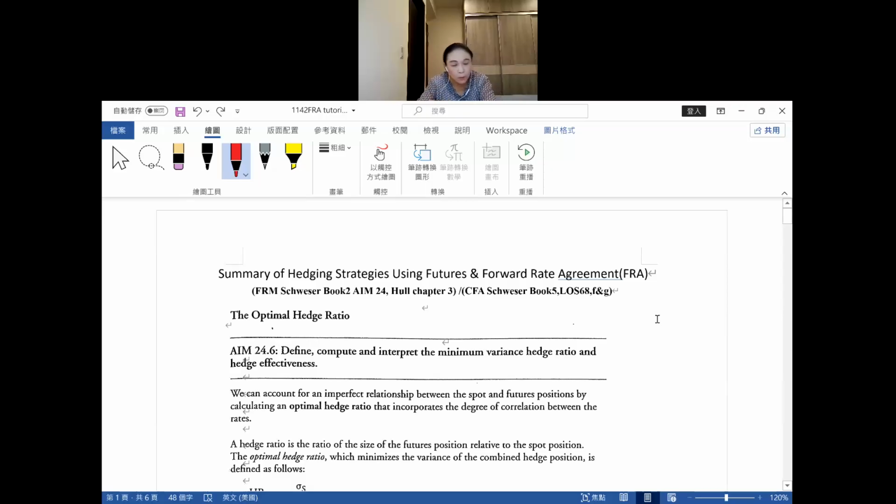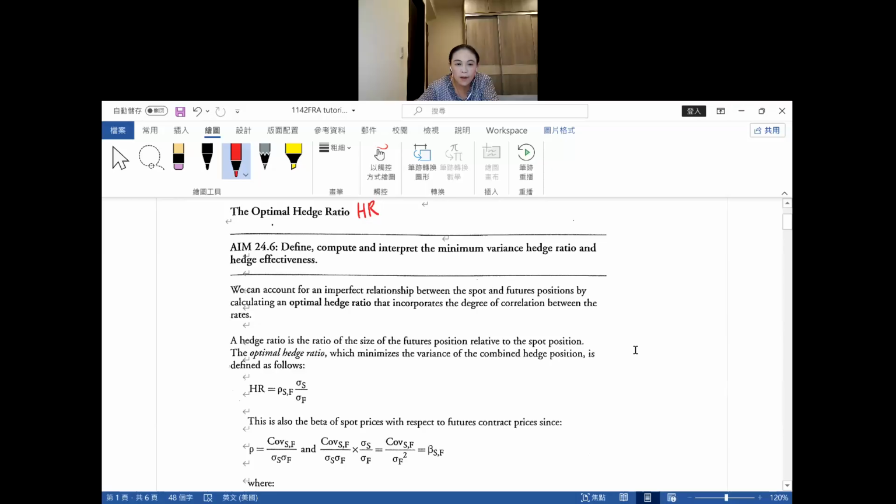First of all is a quick revision about how we compute the hedge ratio, the HR. Define, compute, and interpret the minimum variance hedge ratios and hedge effectiveness. If you still remember, we learned this equation: HR equals rho SF, which is the correlation, times sigma S, the spot volatility, divided by sigma F, the futures underlying volatility.